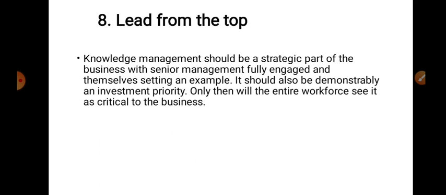Okay, knowledge management should be a strategic part of the business with senior management fully engaged and themselves setting an example. They should be an example and they should be engaged fully in this new technology. They should be interested in the new technology and they should encourage the people. This is about knowledge sharing, knowledge acquisition and knowledge transformation. Okay, we'll see some other.